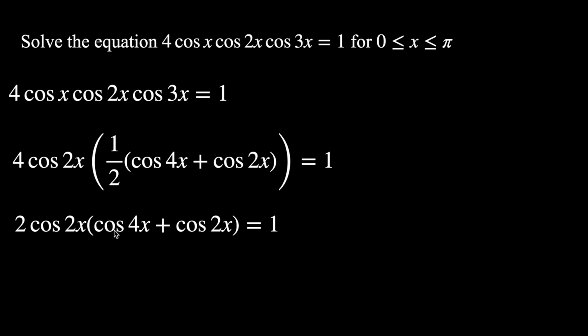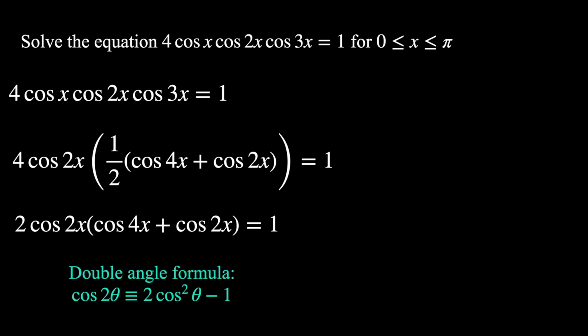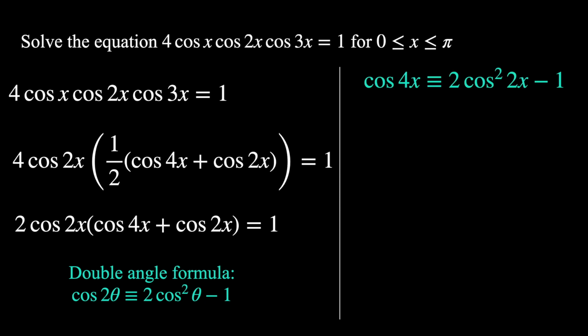What's the odd one out? It is cosine of 4x. So we want to somehow write the cosine of 4x in terms of cosine 2x. How can we do that? We can use a double angle formula. So the double angle formula we're going to use is cosine of 2 theta is equivalent to 2 cosine squared theta take 1. So if we have cosine of 4x, this is equivalent to 2 cosine squared 2x take 1. So substitute that in for cosine of 4x here.